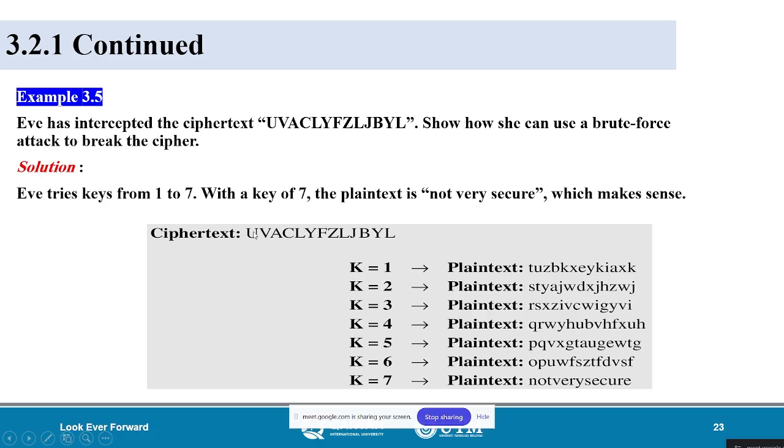Now you see she got the ciphertext. She will use the key and the plain text would be this. What do I mean by using the 1? I mean one time shifted backward. Two times shifted backward, and so on until she reached number 7. Now she understands what this is. If we read this one, "opus stdvscf", nothing you can understand. However, in here, not very secure, you understand that this is the word.